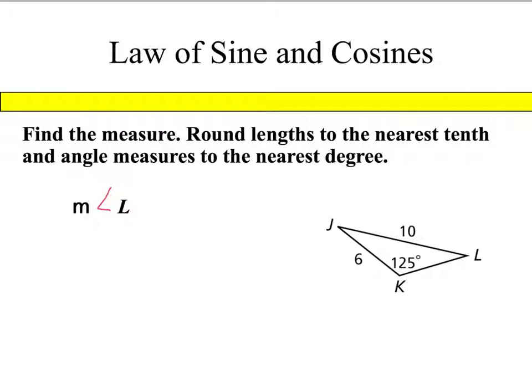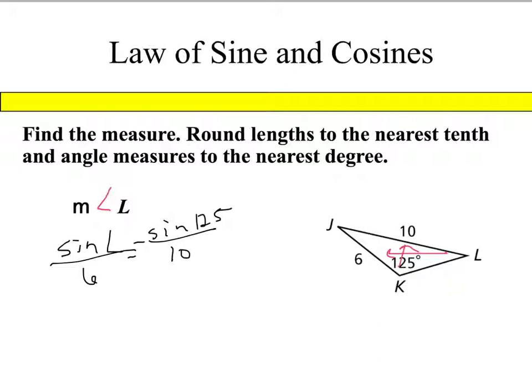All right. So when I do this, I'm going to plug in the information I know. I want to find L. So I'm going to use the sine of L over 6 is equal to the sine of 125 over 10. Opposite sides. Okay? If you didn't have that set up, pause now and try it.